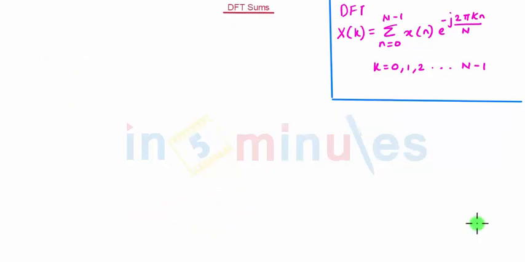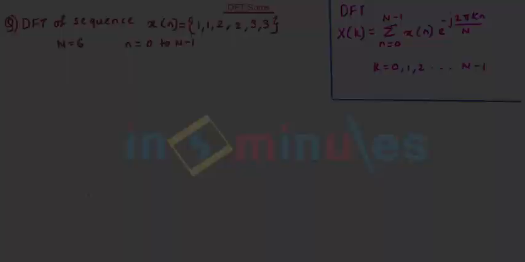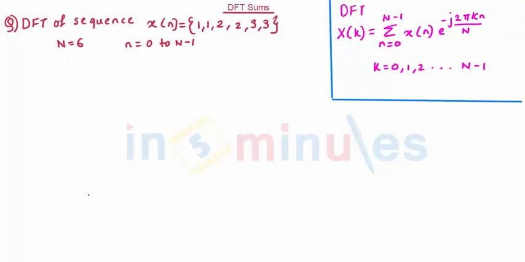We continue with the sums of the DFT. The next sum is to find out the DFT of the sequence x of n, given as 1, 1, 2, 2, 3, 3, where capital N is 6. So n is equal to 0 to N minus 1. So it comes out to be 0 to 5. Now we know that x of 0 is 1, x of 1 is 1, and similarly it goes on.